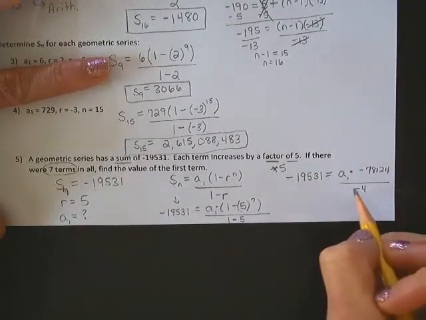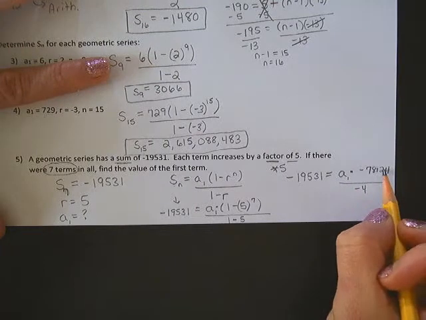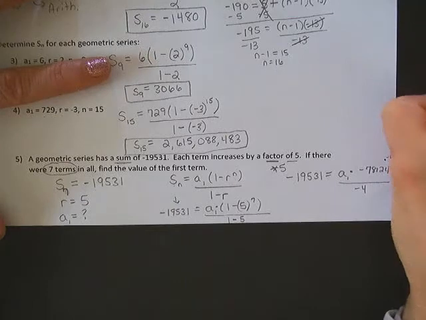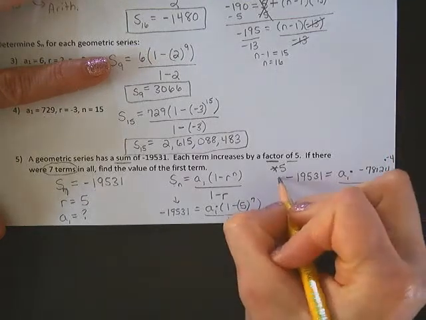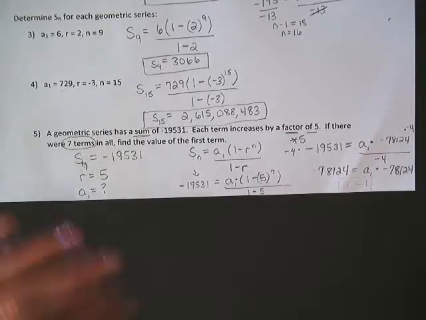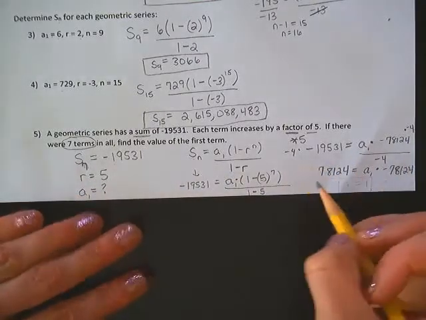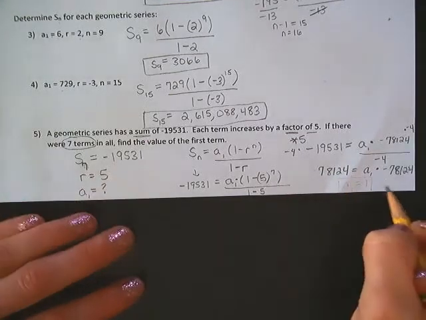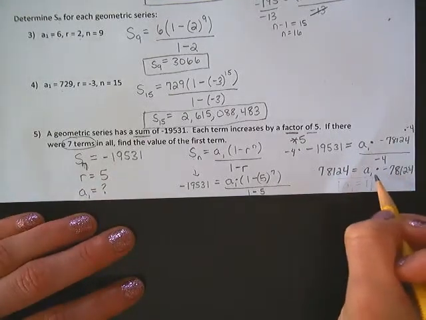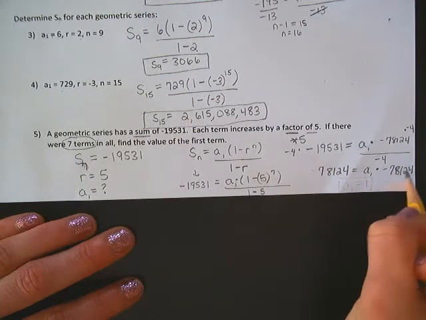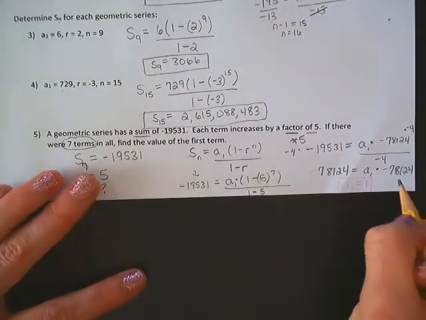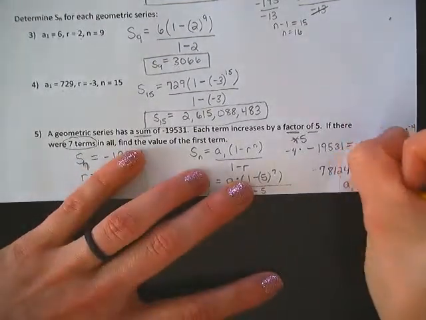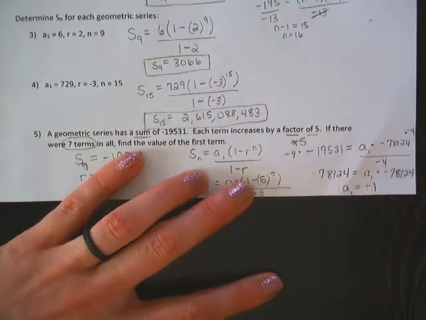And so from here, we're taking this, we're multiplying it times that, and then dividing by the negative 4. So to get the negative 4 off the bottom, you do the opposite. So I'm going to multiply by negative 4 on both sides. So after multiplying by negative 4, we end up getting a positive 78,124. And then after that, you would just divide, because you're multiplying the first term times the negative 78,124. You divide by that on both sides. So after you divide by that on both sides, you end up getting negative 1.